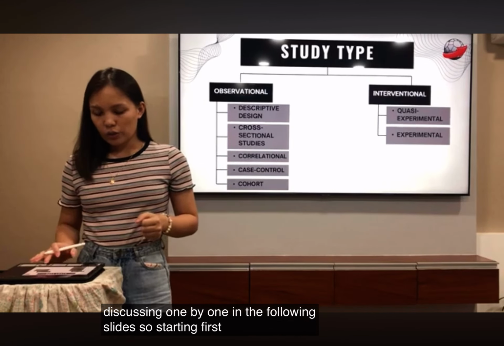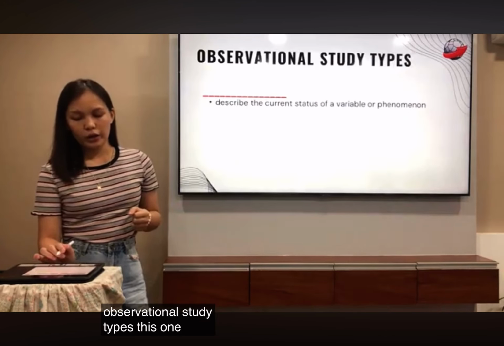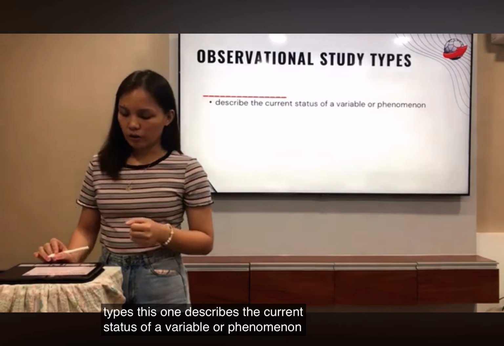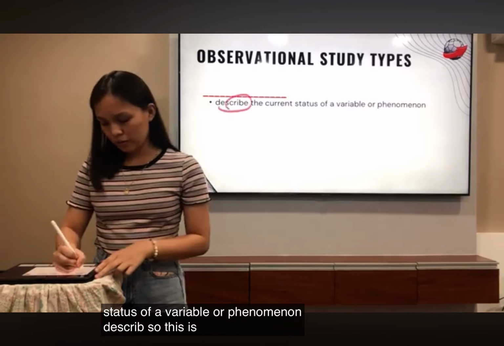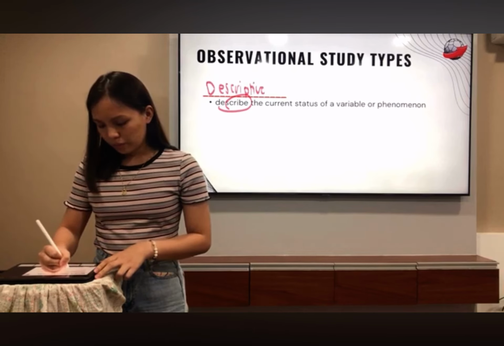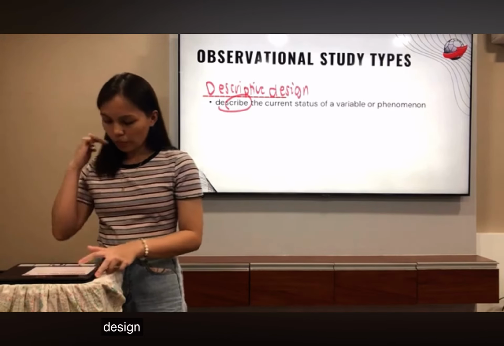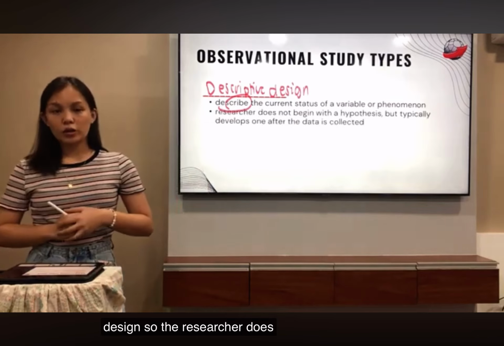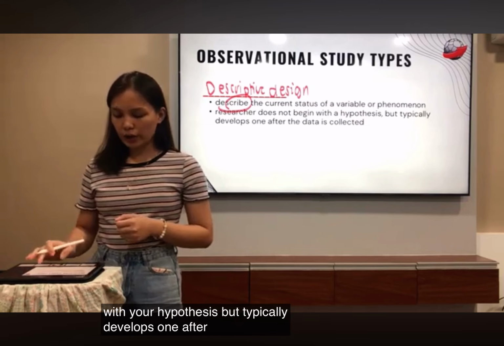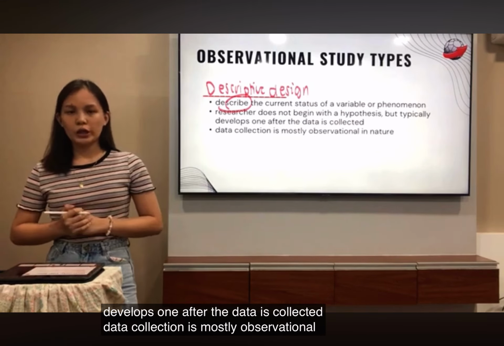So starting first with the observational study types. This one describes the current status of a variable or phenomenon. Describe, so this is descriptive design. So, the researcher does not begin with a hypothesis, but typically develops one after the data is collected. Data collection is mostly observational in nature.